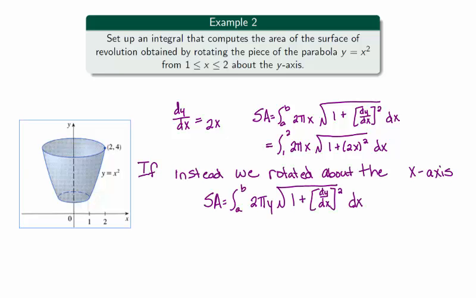Note that if instead we rotated the curve about the x-axis, then the surface area would be equal to the integral from a to b of 2 pi y times the square root of 1 plus dy/dx squared dx, which equals the integral from 1 to 2 of 2 pi x squared times the square root of 1 plus 4x squared dx.